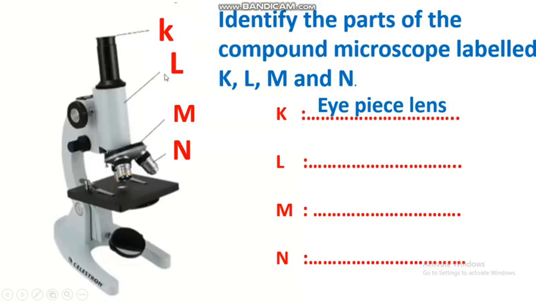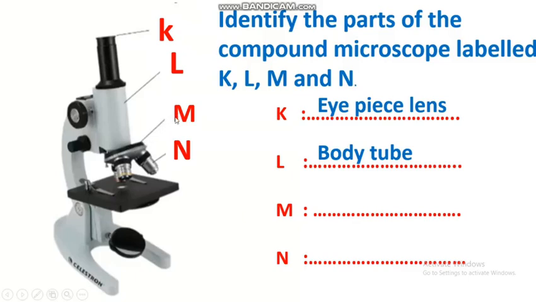Now look at the part labeled L. What is the part labeled L? So the name of the part labeled L, this is the body tube. Okay? And what is the function of the body tube? The body tube just supports the eyepiece lens at the top and revolving nose piece at the bottom. So this L, which is the body tube, is supporting this part K, which is the eyepiece. It's also supporting the part labeled M.